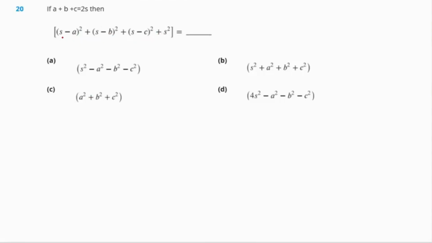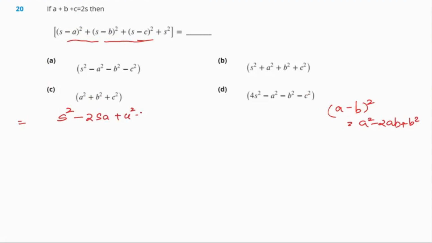So here, this is in the form of a minus b the whole square. So a minus b the whole square is an identity: a square minus 2ab plus b square. So s minus a the whole square will become s square minus 2sa plus a square, plus s square minus 2bs plus b square. And the third one, s square minus 2cs plus c square, plus s square is also there.